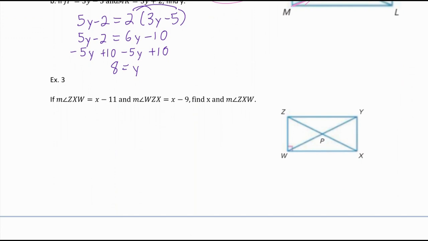Okay. So let's do the next one. So this says ZXW. So ZXW, that's this one, is x minus 11. Actually, you guys try this one on your own. You were so close. Nope, you guys do this one on your own.